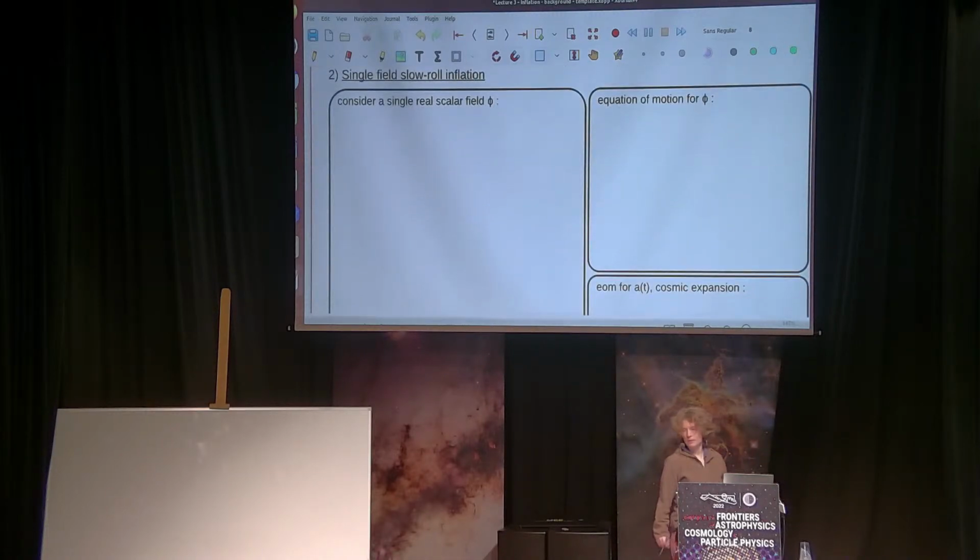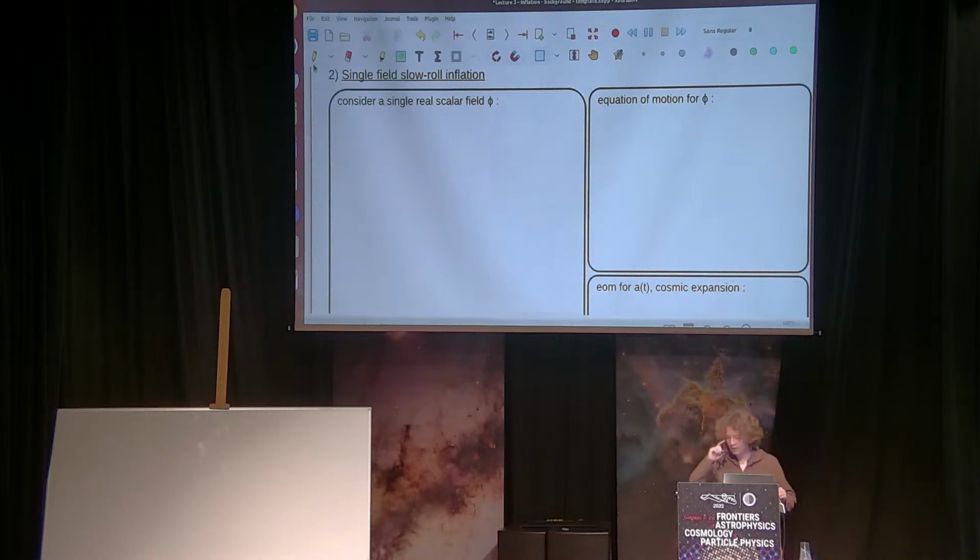So we need something which has an equation of state smaller than minus one third. And that something cannot be matter and cannot be radiation, right? So let's think of a different possibility to get different equations of state. And to do that, let me write down the simplest particle physics model, basically chapter 1 of Peskin-Schroeder, which is just a single real scalar field.